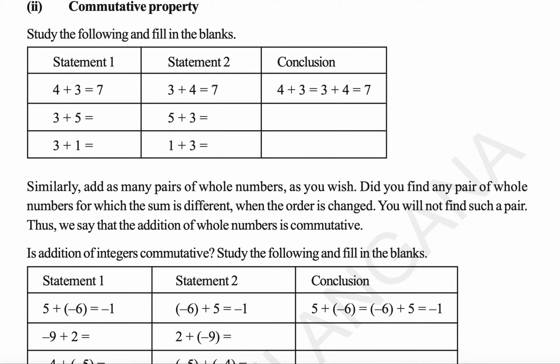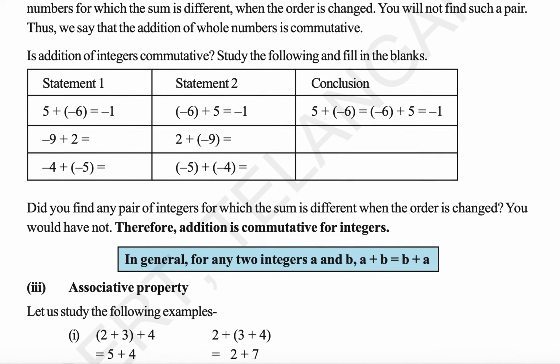Commutative property. Study the following and fill in the blanks. 4 plus 3 is 7, 3 plus 4 is 7, 4 plus 3 equal to 3 plus 4 equal to 7. That is a plus b equal to b plus a. That is the commutative property. Similarly, we can add as many pairs of whole numbers as we wish. Do you find any pairs of whole numbers for which the sum is different when the order is changed? You will not find such a pair. Thus, we say that the addition of whole numbers is commutative.